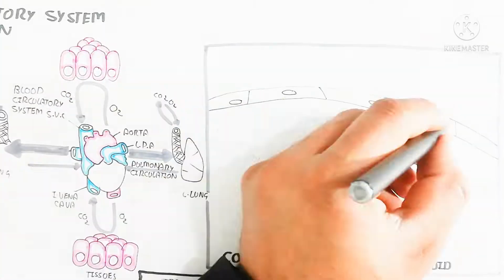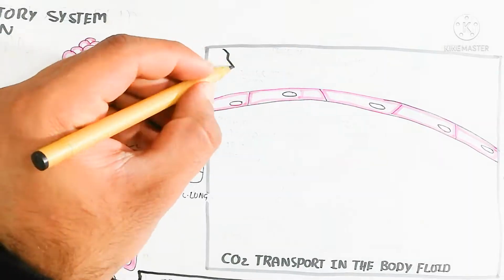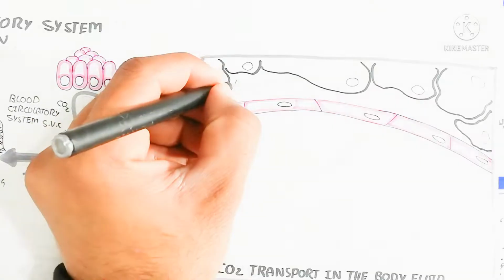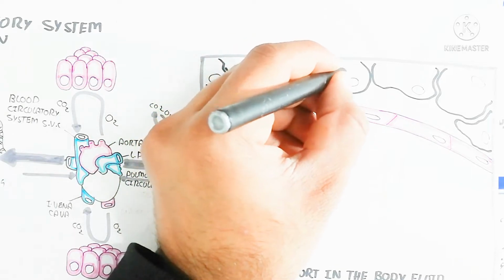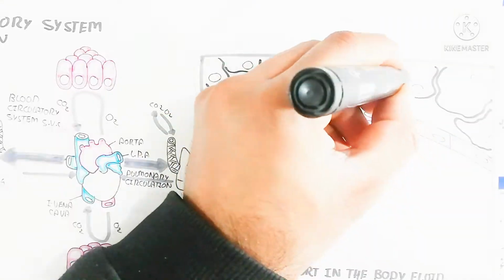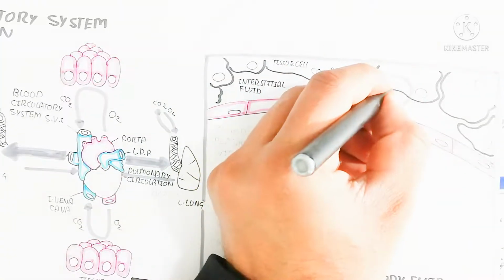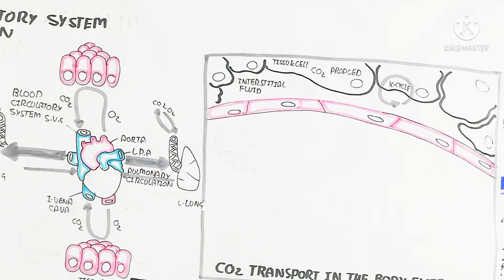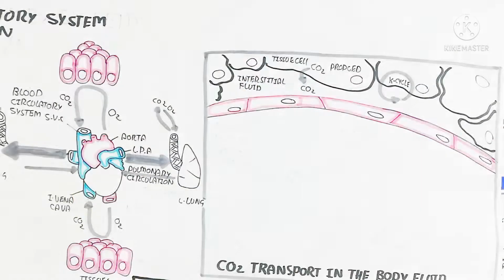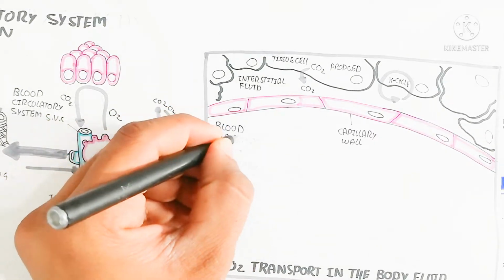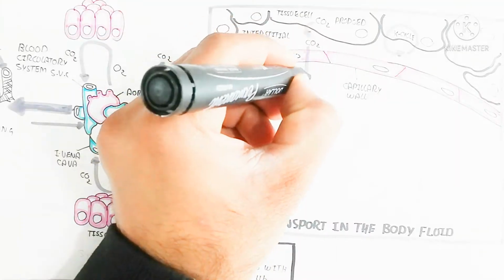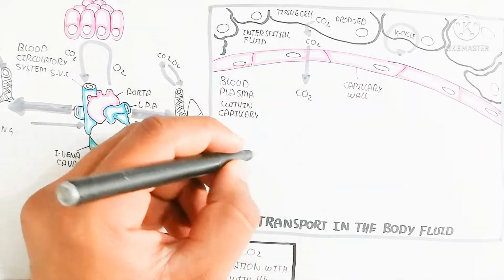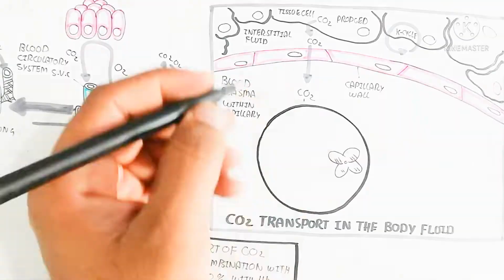So the carbon dioxide transport in the body fluid, if we discuss how it is transported from the tissue into the blood. So this is the tissue which contains carbon dioxide after the production of energy by using oxygen. In this way the Krebs cycle occurs, and carbon dioxide will be produced during the Krebs cycle. Here you can see the capillary wall, and inside is the blood vessel, so the blood plasma within the capillary also.